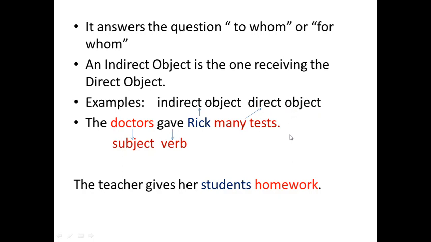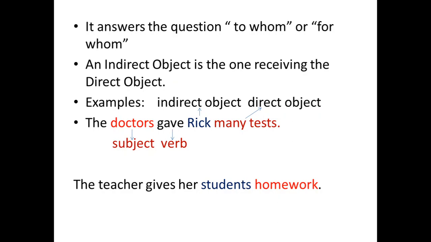And we said something about the indirect object. We said an indirect object usually comes before the direct object. So there you go, you have the indirect object before the direct object. Easy way to find out. So Rick would be your indirect object. As it is written here, an indirect object is the one receiving the direct object.